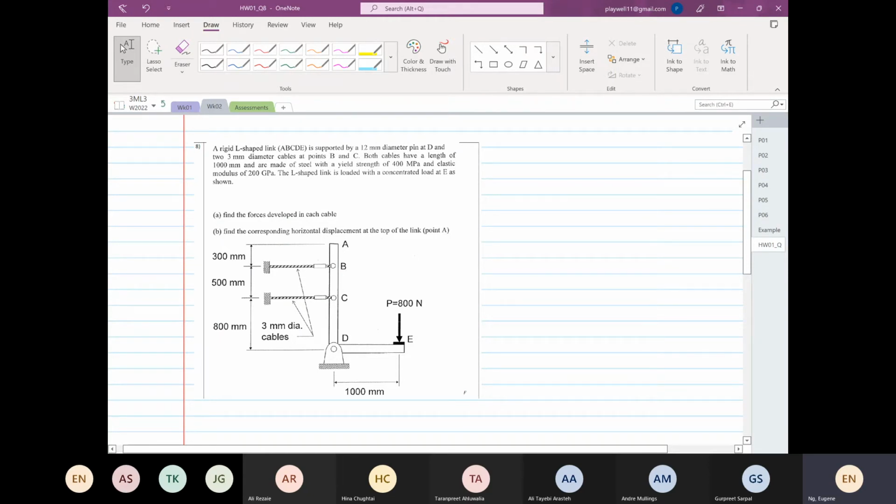A rigid L is supported by a 12 mm diameter pin at D and 2 millimeters diameter cable at point B and point C. Both cables have a length of 1 meter or 1000 millimeters and are made of steel. We have a yield strength of 400 megapascal and an elastic modulus of 200. The L link is loaded with a concentrated load at E as shown.